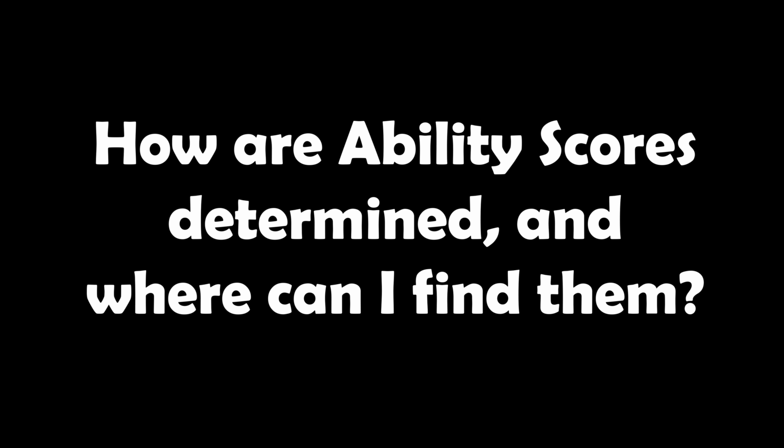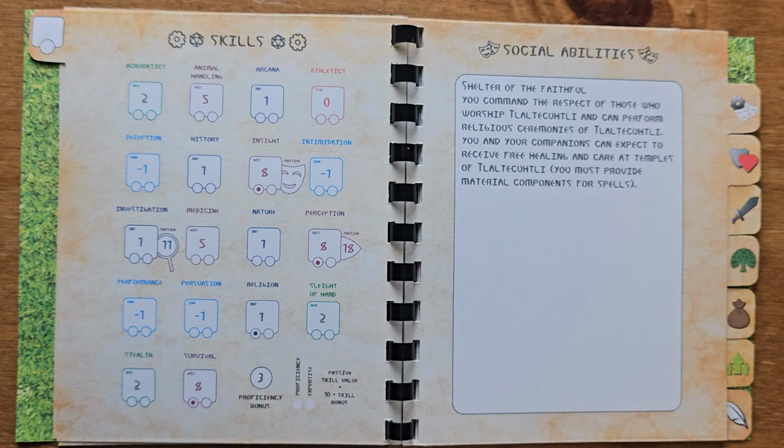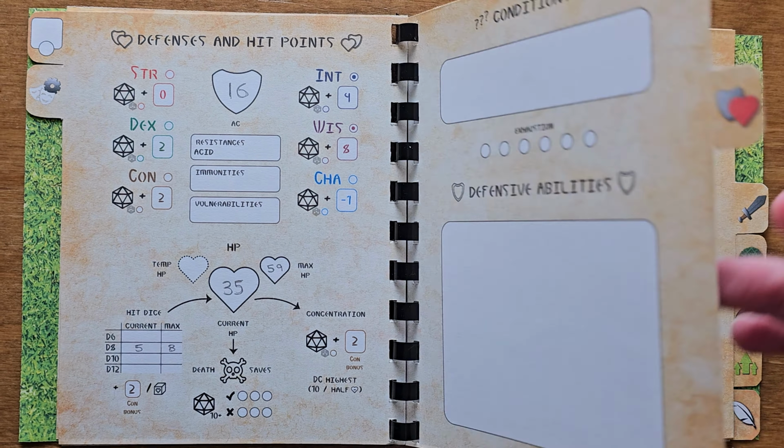How are ability scores determined and where can I find them? A character's base ability scores are determined during character creation. These base values can be changed by leveling up or by the use of magic items. By default, a player character can only reach a maximum of 20 in any ability score. You can find the ability scores for your character in their physical or digital character sheet or journal. For more info on that stylish journal, see the video description. You can find ability scores for NPCs or monsters in their stat block.